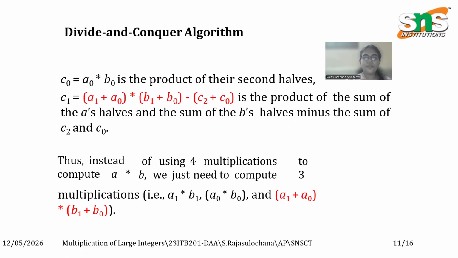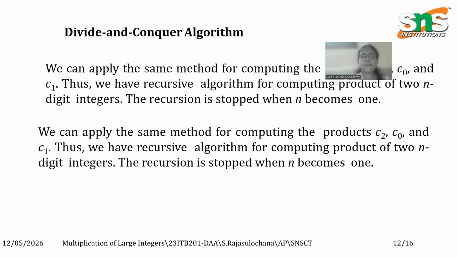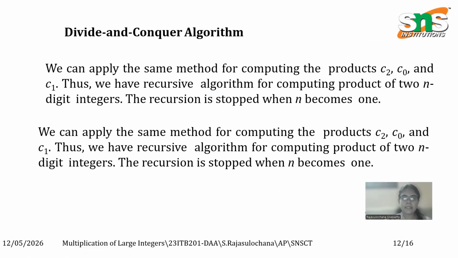So here, instead of using 4 multiplications like the traditional way, we just need to compute 3 multiplications. Only 3 computations are required. So the number of multiplications compared to traditional multiplication is reduced. That is why divide and conquer is more effective when you want to multiply large integers. The same method can be applied for computing the products of C2, C naught and C1. So this is a recursive algorithm for computing the product of n-digit integers, and this recursion stops when the n value is equal to 1.